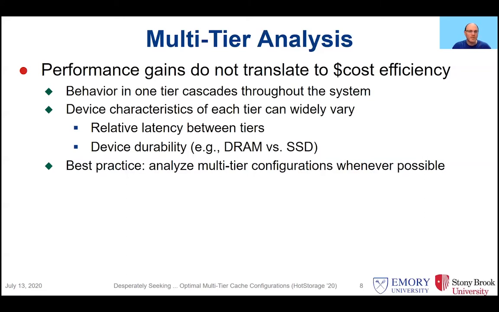Cache operations such as evictions and flushing dirty data have effects that cascade throughout the entire storage system. So a cache eviction policy that improves miss ratio in your DRAM or SSD may actually result in worse performance if it requires the hard disk to do even a little bit more work. Even with improved performance, the SSD may wear out quickly, and purchasing a replacement drive could make it a less cost-efficient configuration over its lifetime. So best practice should be to analyze multi-tier configurations whenever possible.